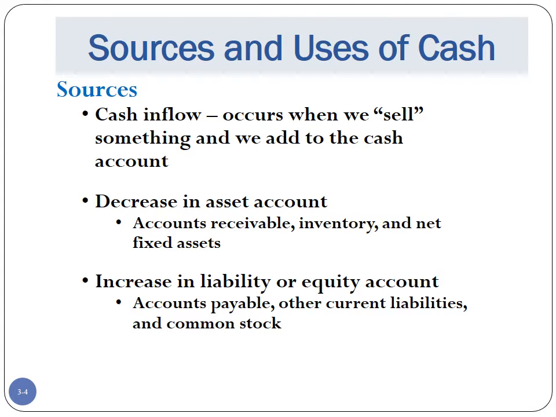Our sources are multiple. The cash inflow occurs when we sell something and we add it to the cash account. We can have a decrease in an asset account, such as accounts receivable, when we receive payment on an account. For example, when you pay your doctor's bill, the accounts receivable goes down, and it is a source of cash to the doctor. With an increase in a liability or an equity account, such as accounts payable, we can experience cash from borrowing money.